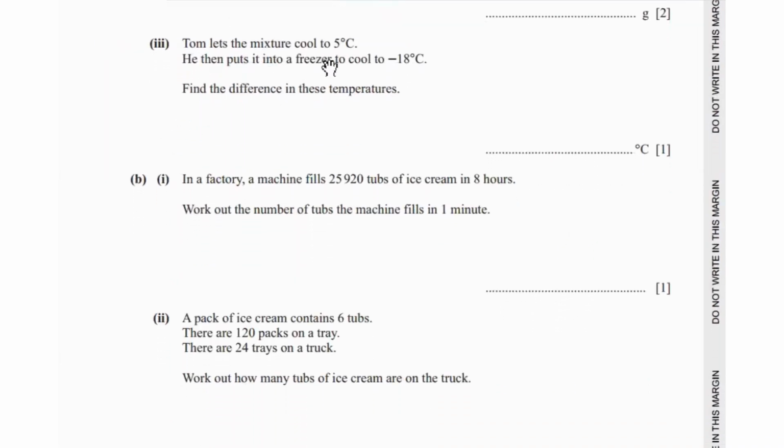Then Tom lets the mixture cool to 5 degrees Celsius. He then puts it in a freezer to cool to negative 18 degrees Celsius. Find the difference in these temperatures. So it's going to be 5 minus negative 18, and that gives us 23 degrees Celsius.